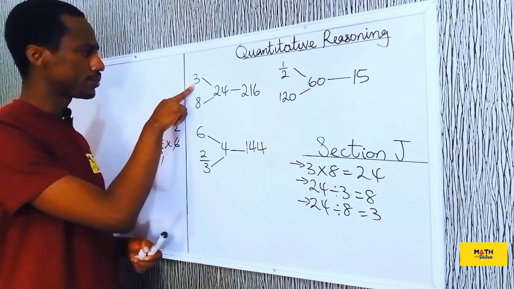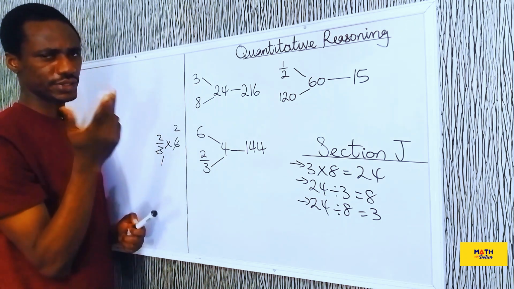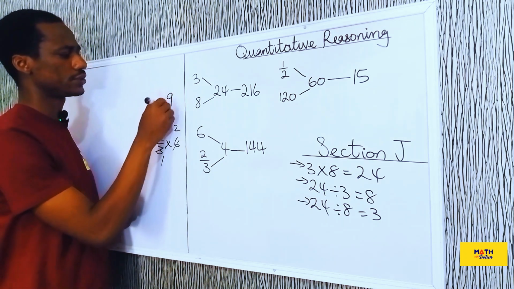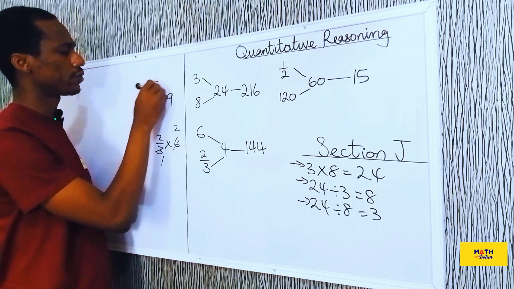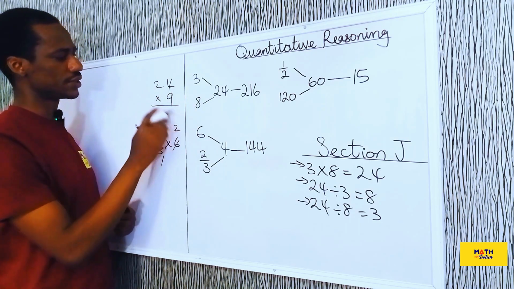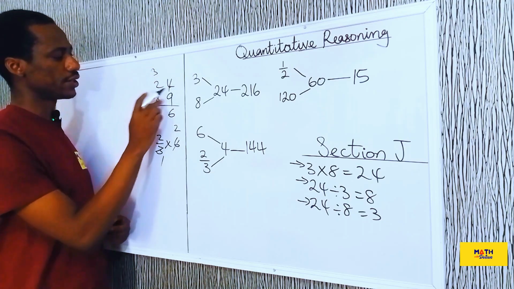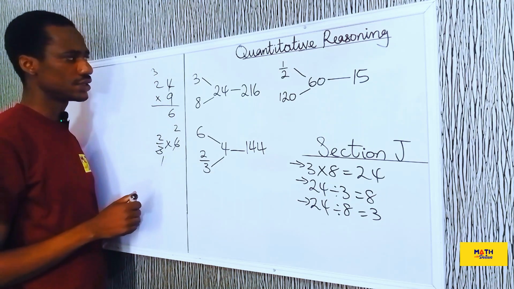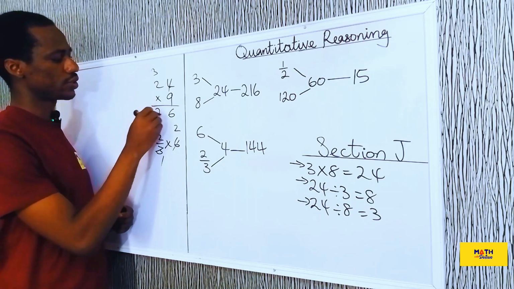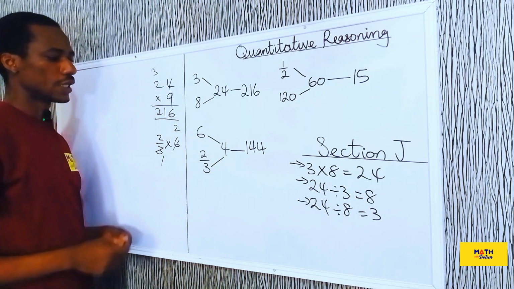So let's try it with this. The square of 3 is 3 times 3, that's 9, right? 9 times 24. Let's see if that will give us 216. 9 times 4 is 36, right? So write 6 carry 3. 9 times 2 is 18. 18 plus 3 is 21. Ooh, voila, that's it, all right?